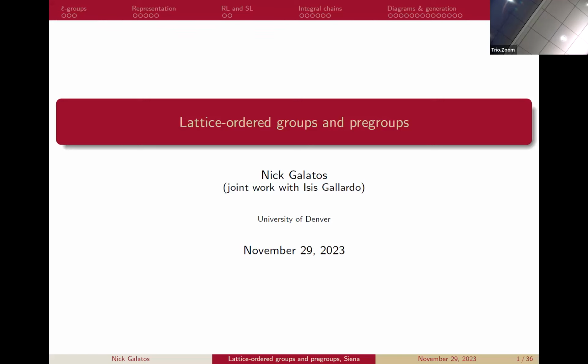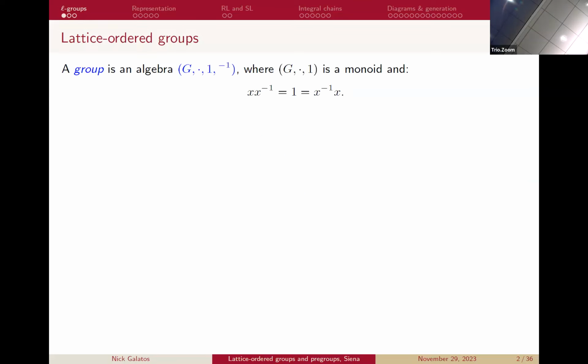I'm going to be talking about lattice-ordered groups and lattice-ordered pregroups. This is joint work with Isis Gallardo, my PhD student. Let me just remind you of some stuff. A group is just a monoid with a single inverse.